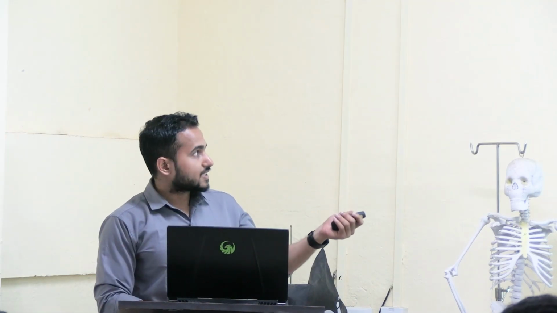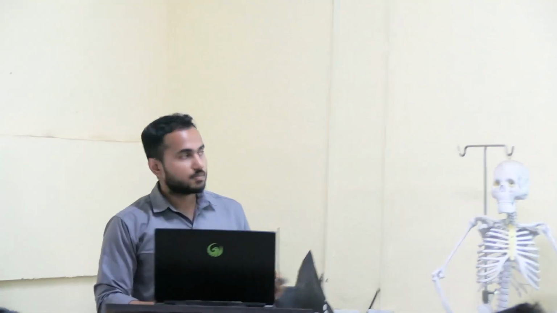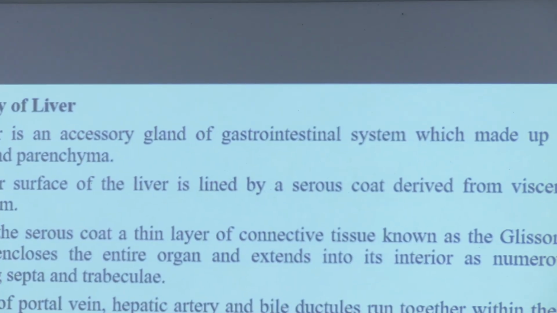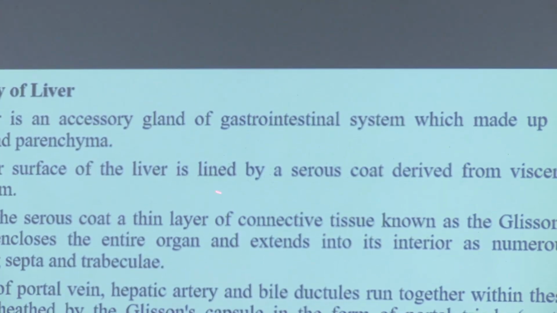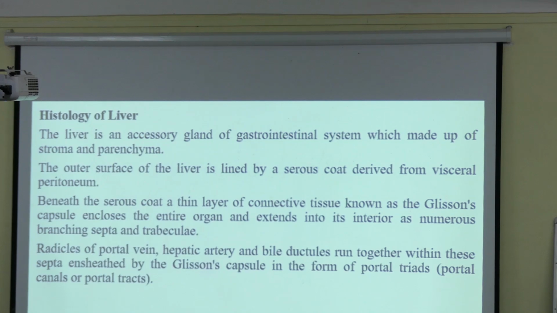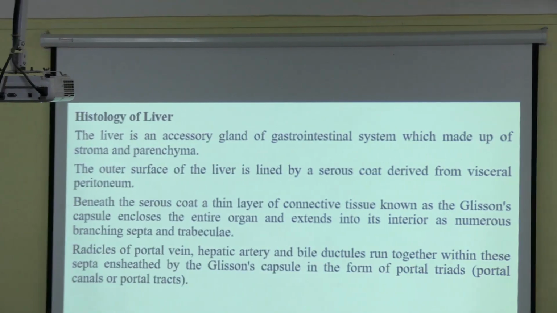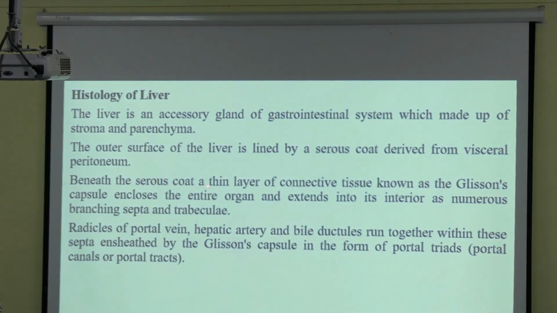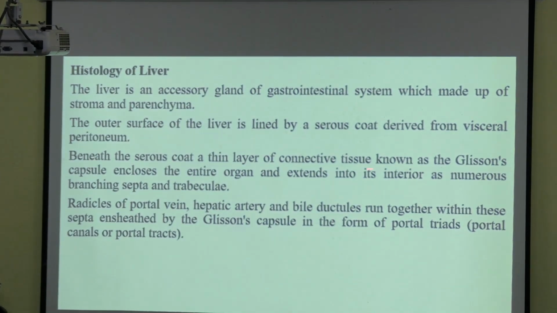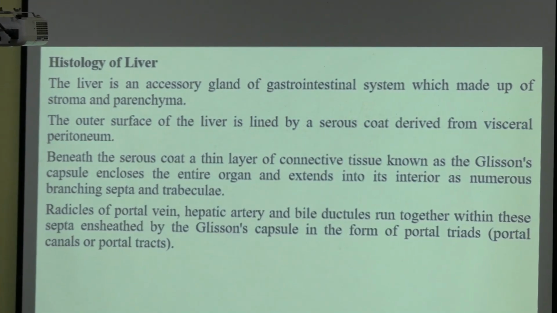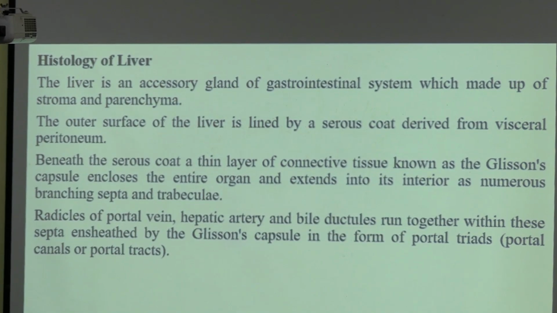So, the liver is an accessory gland for the gastrointestinal system, which is made up of stroma and parenchyma, as I have mentioned. Now, the outer surface of the liver is lined by a serous coat from the visceral peritoneum. That means the peritoneal covering of the liver. Beneath that serous coating, what are we getting? We are getting a connective tissue capsule that is called Glisson's capsule, which is covering the entire organ.